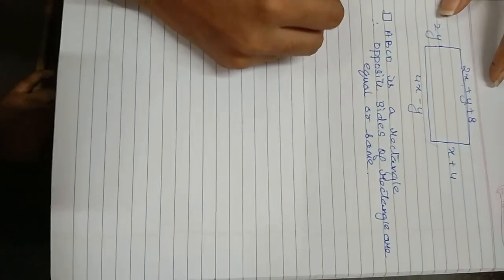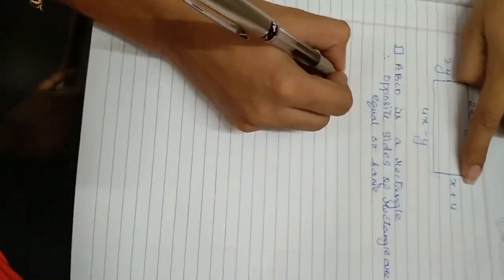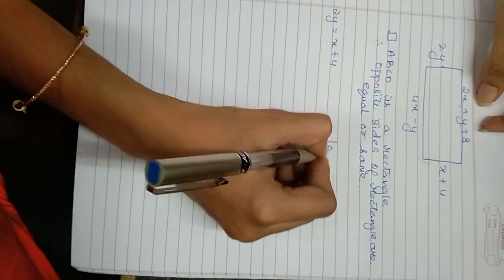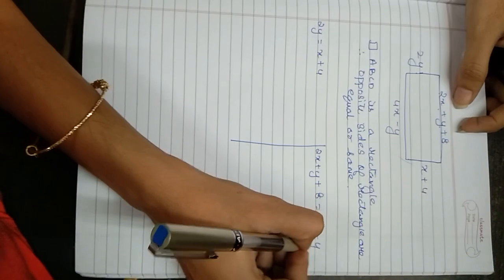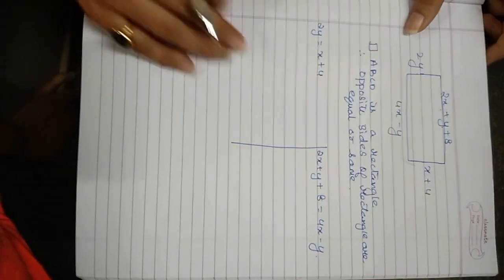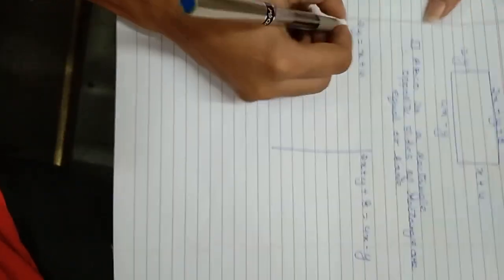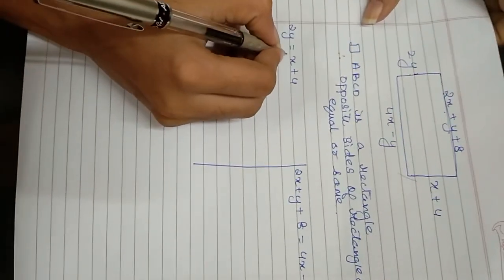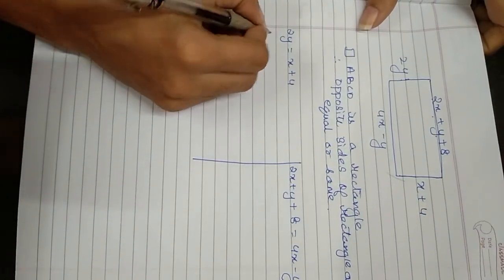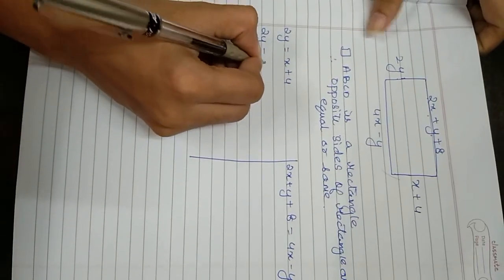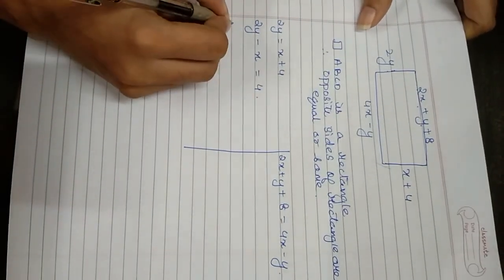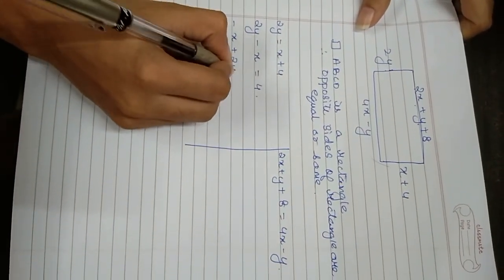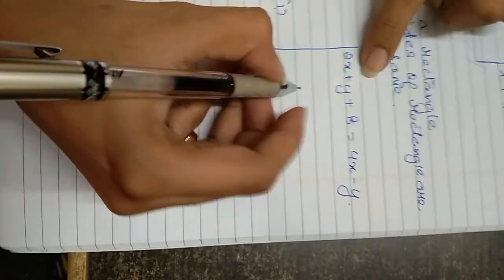That means 2y is equal to x plus 4, and another side, 2x plus y plus 8, is equal to 4x minus y. So, 2y will remain as it is, plus x will shift this side, so it will get converted into minus x, which is equal to 4. Arranged, it is x plus 2y equal to 4. This is equation 1.